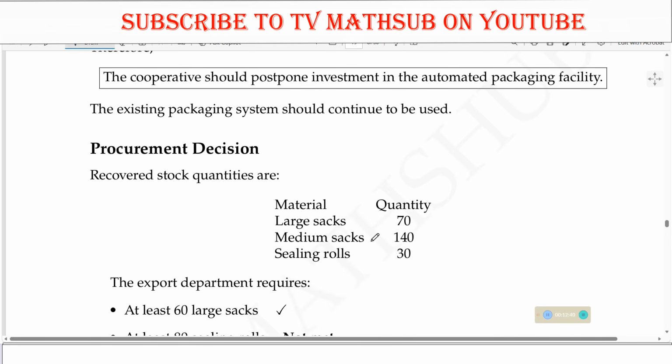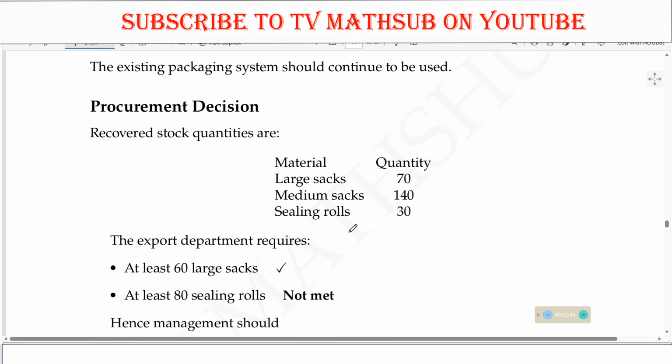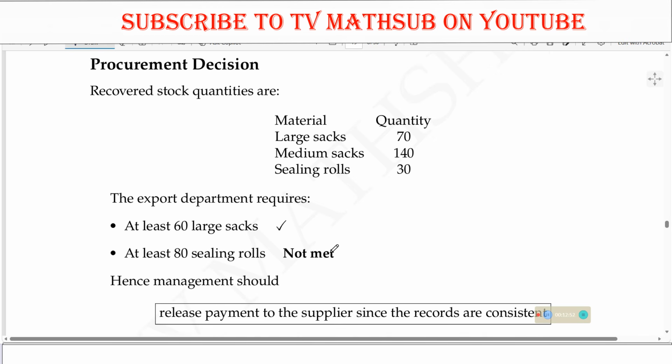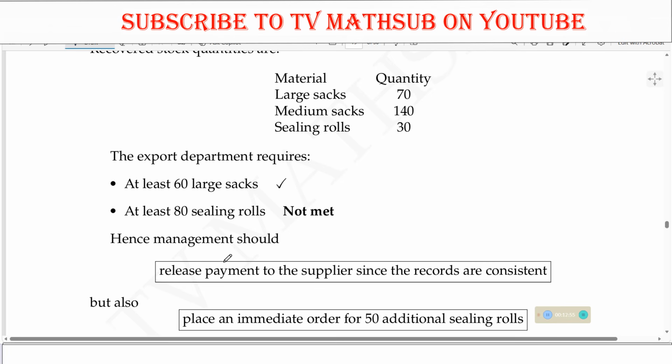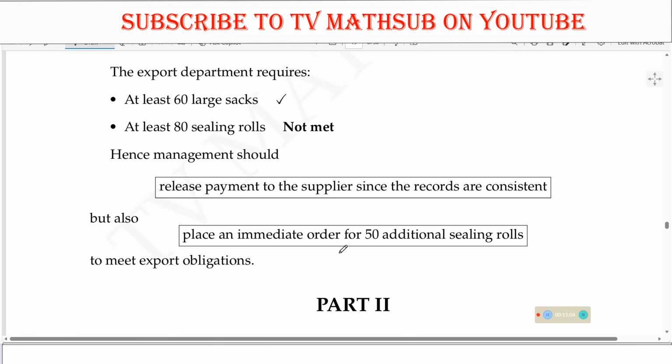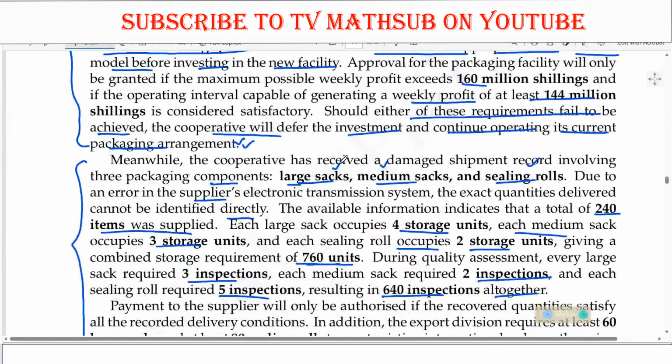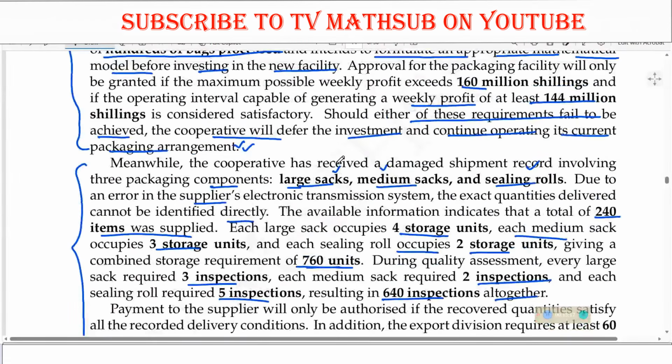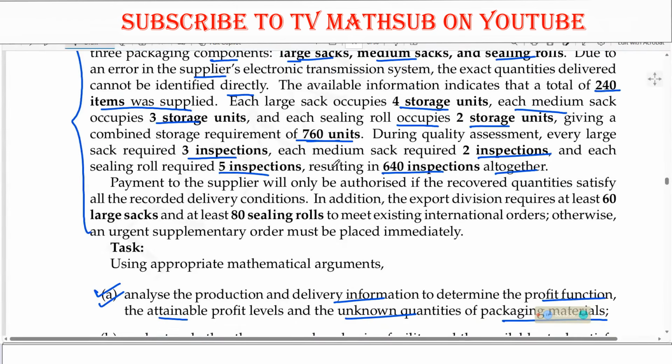Then for the procurement decision, we can see that the recovered stock quantities are these, and the export department requires at least 80 ceiling rolls, which is not met. So the management should release payment to the supplier since the records are consistent, but also place an immediate order for 50 additional ceiling rolls to meet export obligations. So that will be all about our item number 3. We shall now be going to item number 4, which will be in part 2.